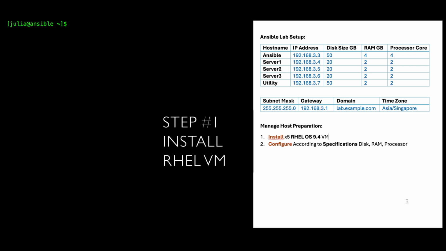Step number 1. Set up 5 Red Hat Enterprise Linux operating systems. Refer to the table here. This will be the OS specification throughout the lab. We will have 1 Ansible control server, 3 managed host servers, and 1 utility server. Step number 2. Configure to the correct specification. Disk, RAM, and processor enough for Ansible.